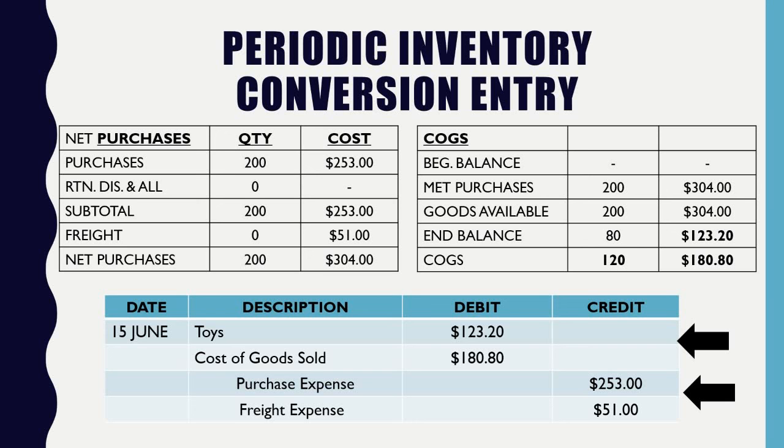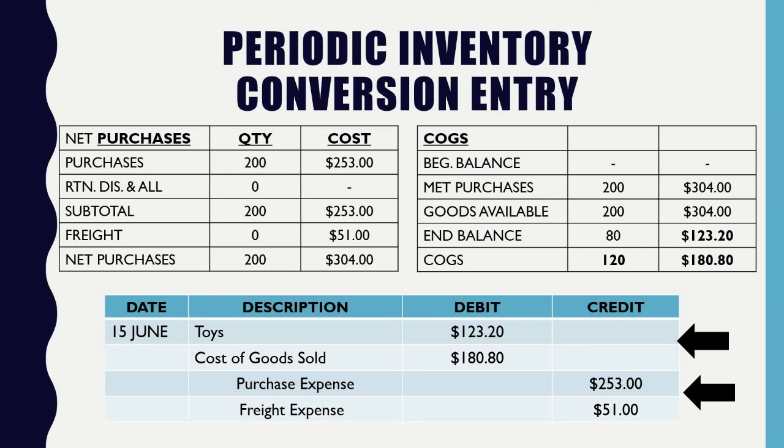Now, my total purchase expense, right? We've calculated it in the table before, which we had above here under net purchases. I know that I made a total purchase of $253. Okay? And I know that my total freight for that entire thing was $51.